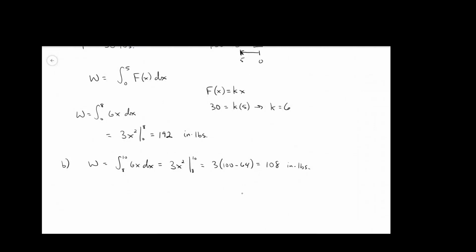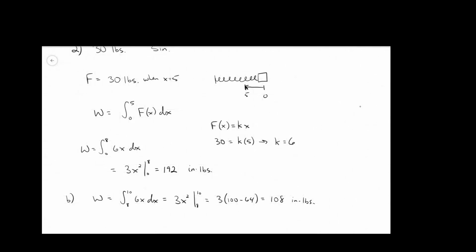All right, now let me make a quick little comment about the units that we're seeing here. In the English system or the American system, however you want to refer to it, and this is kind of important because for whatever reason this book goes back and forth between the units, pounds is a measure of force.